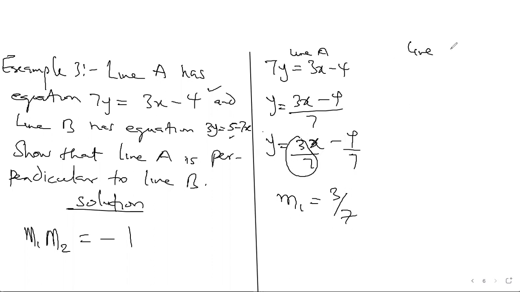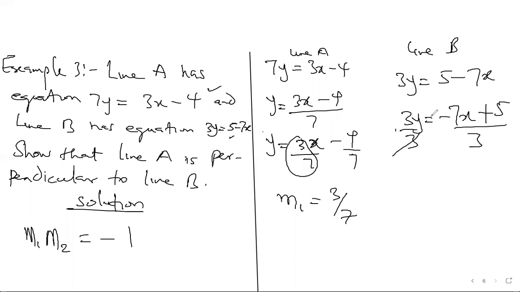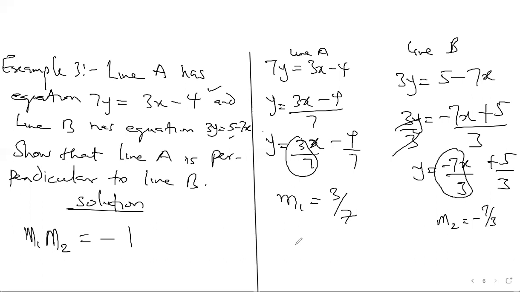Now for line B, I will have 3y = 5 - 7x. I can rearrange this as -7x + 5. So by dividing both sides by 3, y will be -7x/3 + 5/3. So the gradient for this will be -7/3.